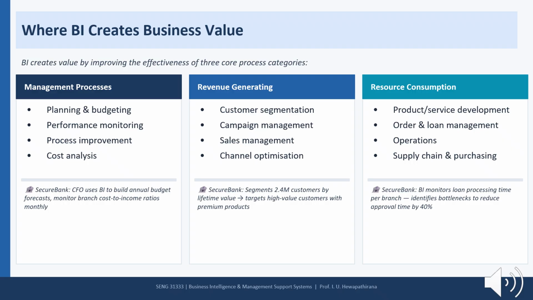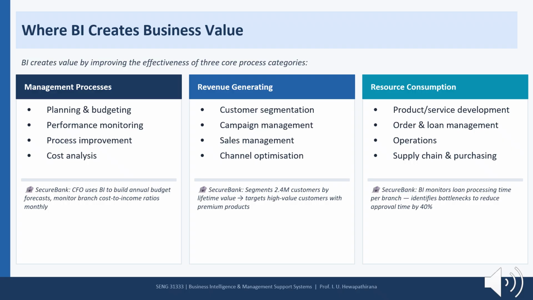The third category is resource consumption processes. This covers product and service development, order and loan management, and supply chain and operations management. At Secure Bank, BI monitors how long it takes for each branch to process a loan application. By identifying which branches have bottlenecks and why, the bank was able to redesign its processes and reduce the average approval time by 40%.